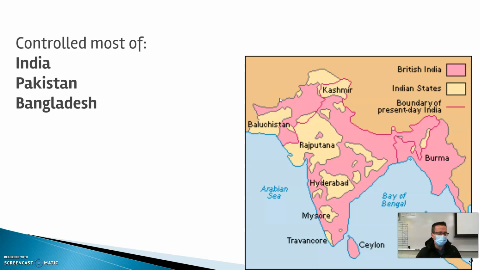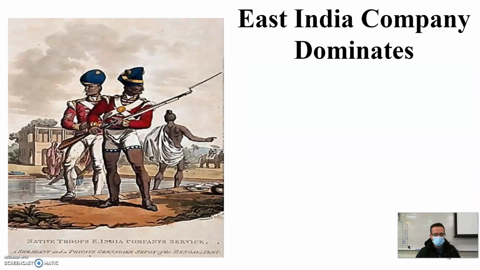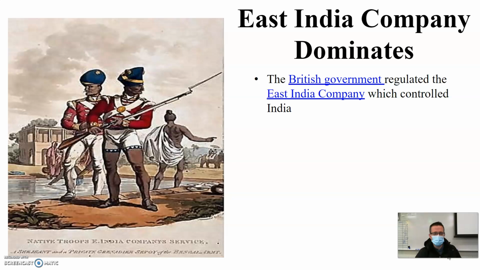the British. And I'll just say too, this is where 25% of the world's population lives today. Back then it was probably a little less, but it's a huge population that they were controlling. Again, this is a country that maybe made up 3% of the world population at the time. So the East India Trading Company dominates.